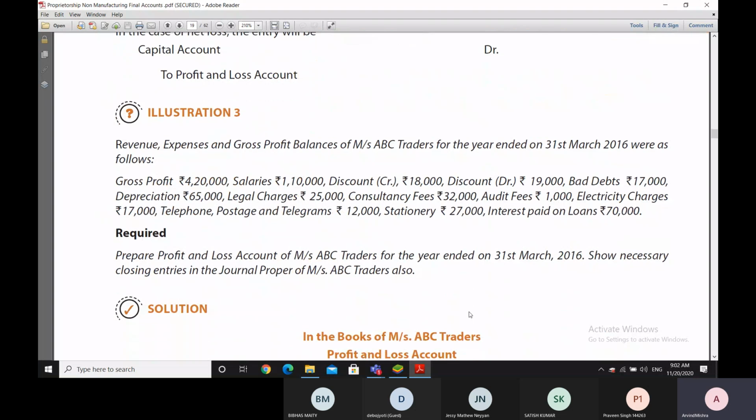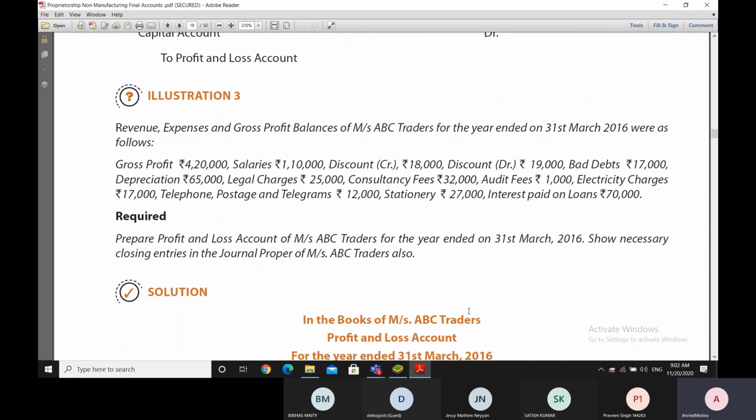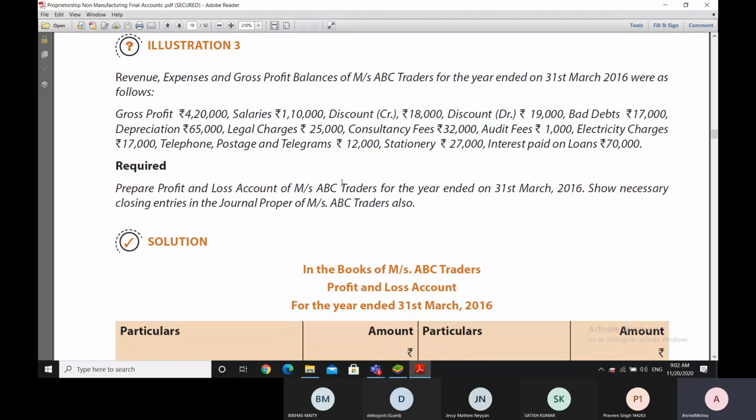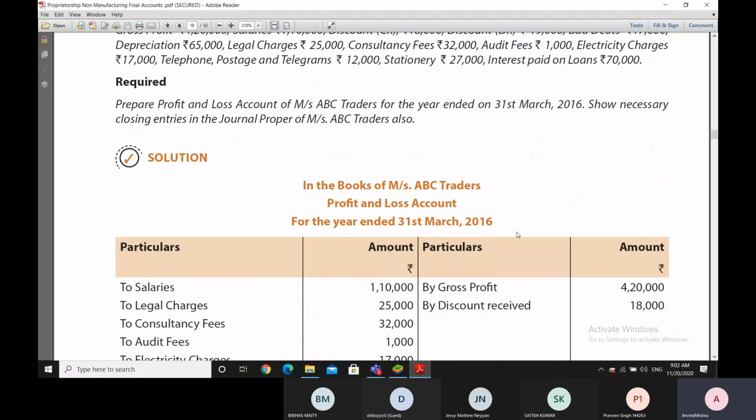Now let us see an illustration. Illustration 3. Revenue, expense, and gross profit balances are being given here. And we are supposed to make the profit and loss account and also show the closing entries. First of all, we already have the gross profit with us. We start with the gross profit. To make the profit and loss account, we always start with the gross profit.